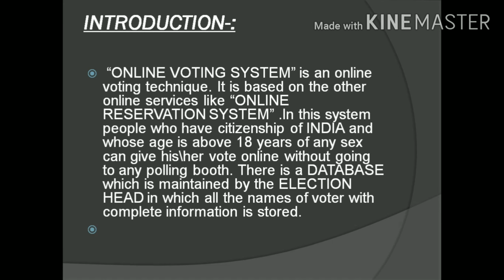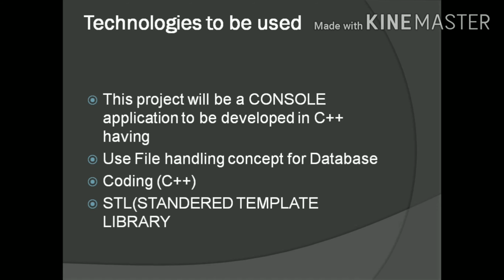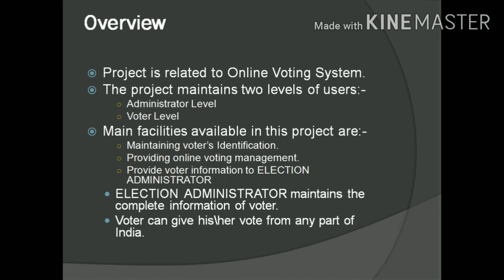Introduction of project. Online voting system is an online voting technique. It is based on other online services like the online reservation system. In this system, people who have citizenship of India and whose age is above 18 years can vote. Technology to be used in this project: this will be a console application developed in C++. Use the file handling concept for the database. Coding in C++ language, and also use the standard template library.